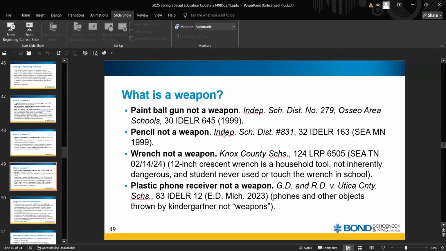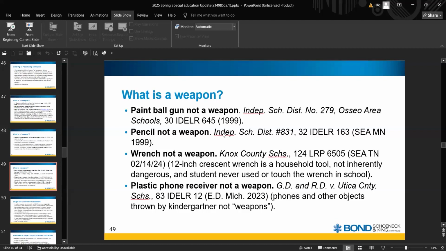Okay. Also not considered to be a weapon in some cases. A paintball gun was not a weapon. Pencil was not a weapon. In that case, if I remember correctly, the student was dysregulated and kind of swinging a pencil around. I think it accidentally hit somebody or accidentally stabbed somebody. But I mean, perhaps you could make an argument that if you're purposely pointing a pencil at somebody like a pair of scissors, there's possibly an argument that it could be a weapon in that sense. Okay, so how the object is used will matter.